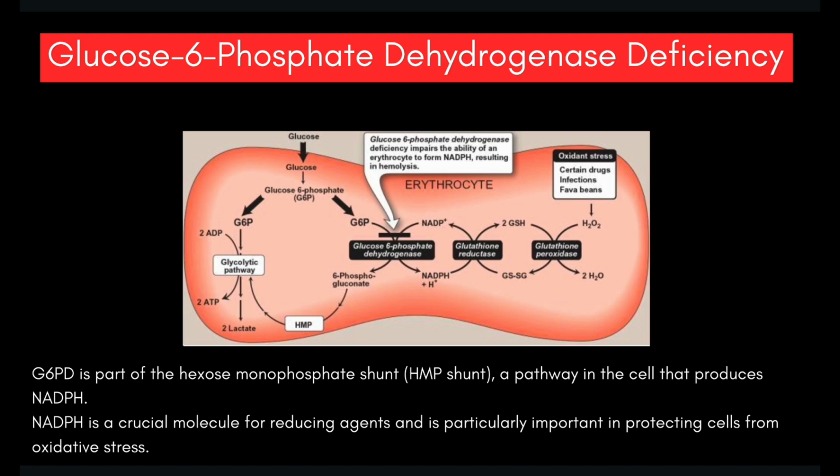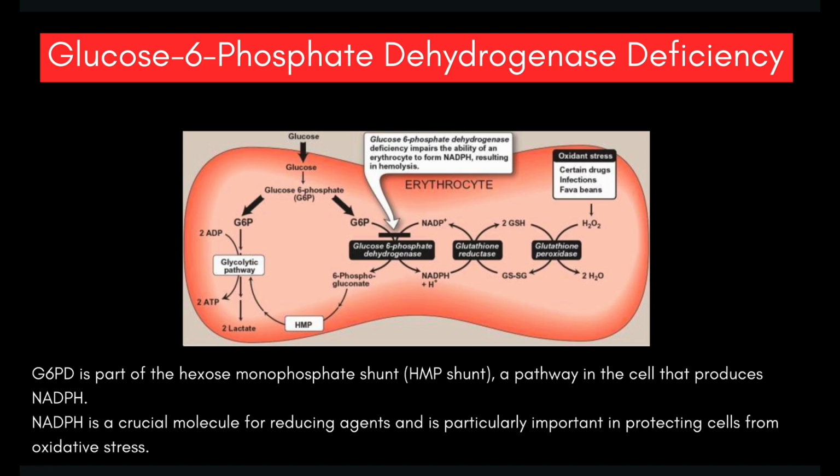For diagnostics, diagnosis is often confirmed through blood tests, including G6PD enzyme activity assays. Hemolysis markers such as Heinz bodies and bite cells on blood smear may be observed. For treatments, there is no specific cure for G6PD deficiency. Management involves avoiding triggers that can induce hemolysis, such as specific medications and certain foods. In severe cases of hemolysis, supportive care and blood transfusions may be required.